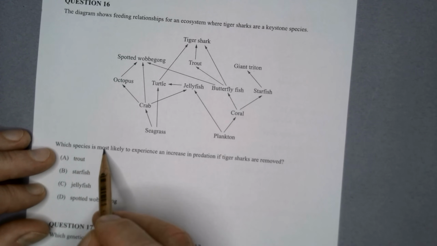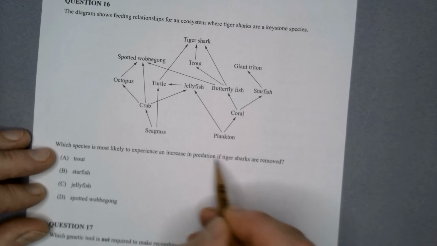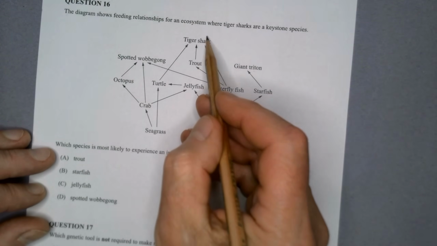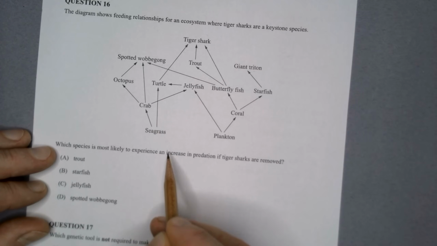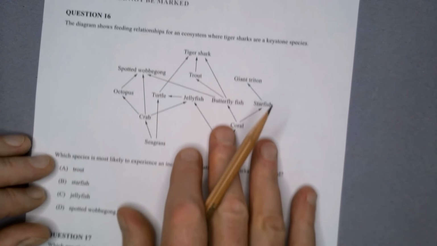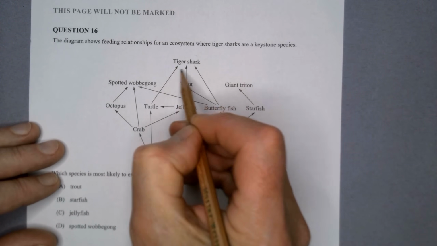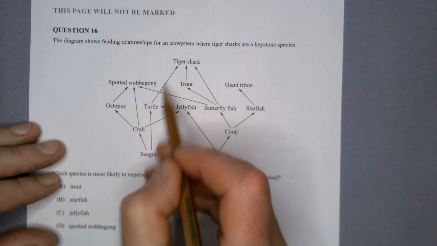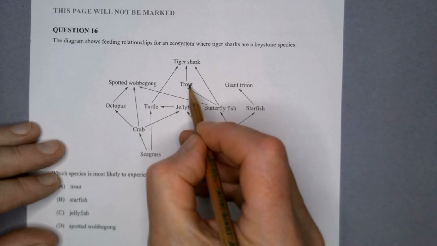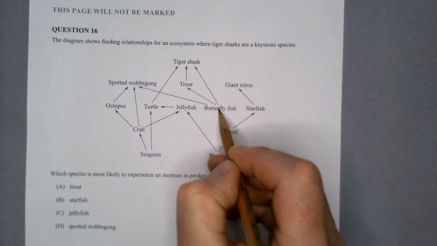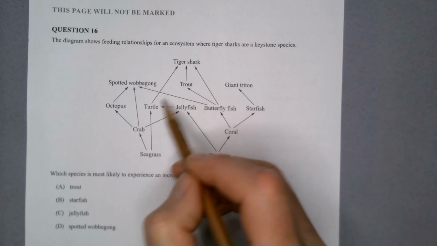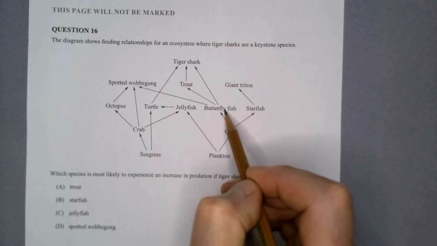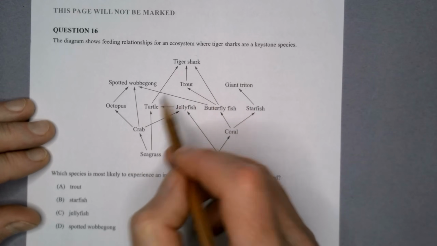What species is most likely to experience an increase in predation if tiger sharks are removed? Okay, well, if you take away the tiger shark, who's going to be predated on more, right? The tiger shark, if present, is eating the turtles, the trout, and the butterfly fish, right? So if the tiger shark goes missing, then these three populations are going to increase. The turtle, the trout, and the butterfly fish are going to increase in population.